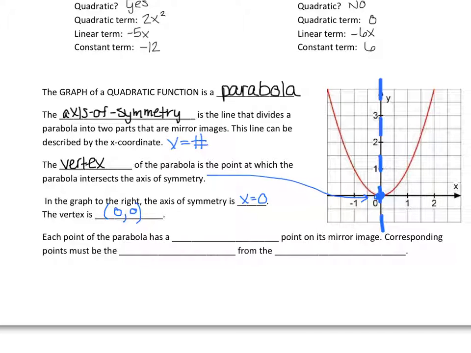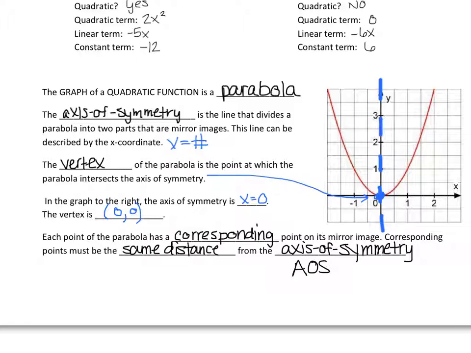Okay. Each point of the parabola has a corresponding point on its mirror image, so on the other half of the graph. Corresponding points have to be the same distance away from the axis of symmetry. If you want to abbreviate on your homework for axis of symmetry, you can do AOS.